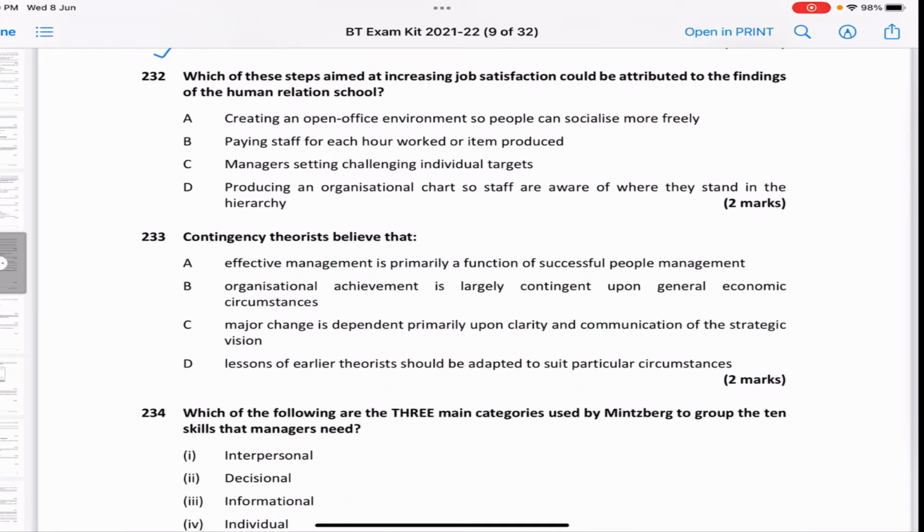Which of these steps aimed at increasing job satisfaction could be attributed to the findings of the Human Relations School?